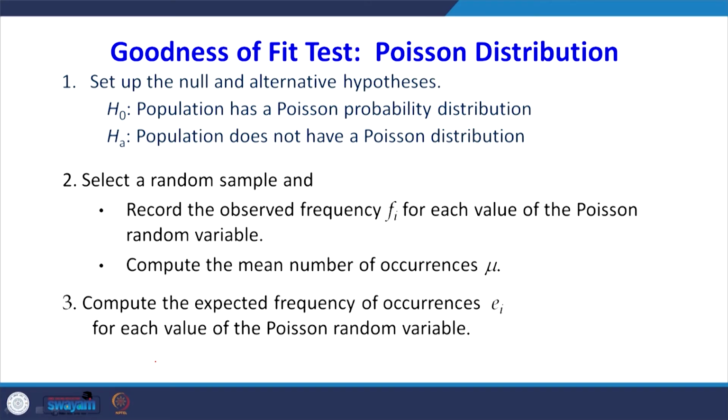What is the alternate hypothesis? The population does not have the Poisson distribution. Here one important point you have to see: so far, whenever we see the null hypothesis, the term "not" will appear in the null hypothesis, but only in the goodness of fit test it is the reverse. The given data follow the Poisson distribution, that should be our null hypothesis. The alternate hypothesis is that the population does not have a Poisson distribution, just the reverse of that.